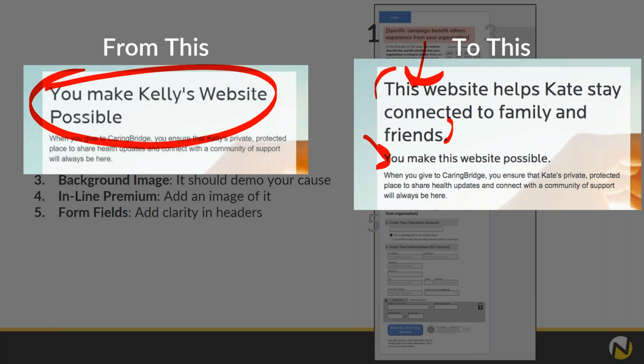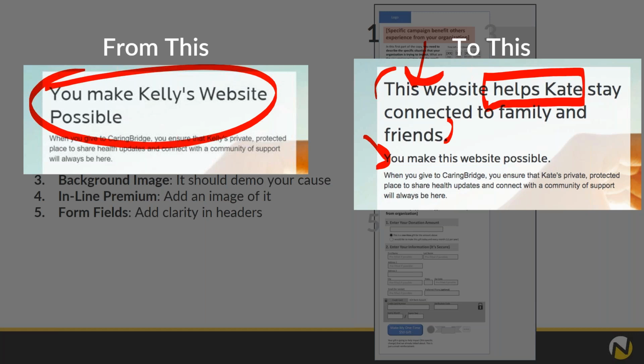Yeah, John, one other thing that's interesting about this experiment here, in the optimized version, it explains why that website is so important. The website's important because it helps Kate stay connected to family and friends. And of course, if she's on a recovery journey, which is what these websites are all about, that helps me understand the actual ultimate impact of the gift, right?